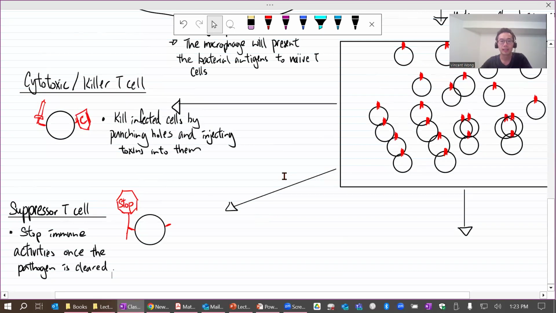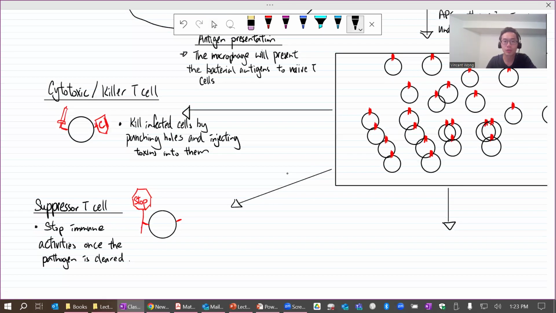Okay, thank you. So this process is called differentiation. It's not the first time I told you about this word. So the naive T cell will differentiate into cytotoxic T cells, right? They will differentiate into suppressor T cell. Like they gotta choose a path, okay? Once you become a cytotoxic cell, you're gonna stay as that, okay?